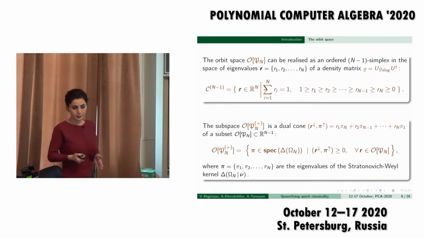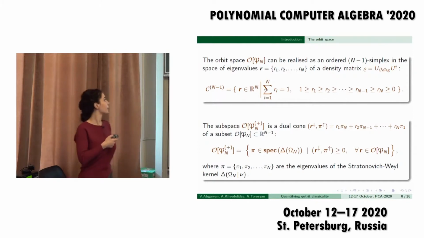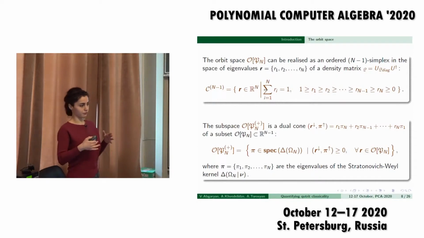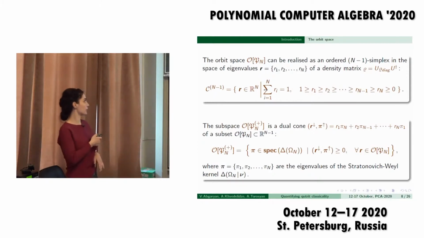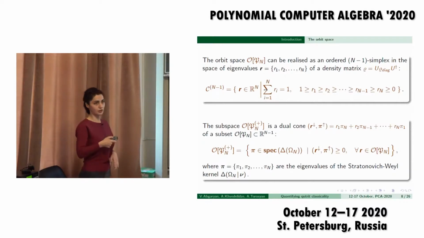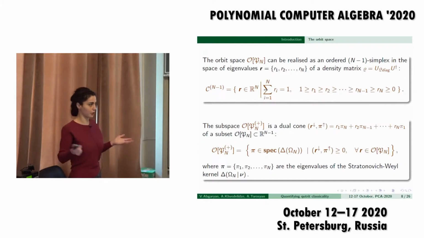So the orbit space in this case is the space where the eigenvalues are ordered in some way. Which way? It's your choice. But we choose the decreasing order of the eigenvalues, and you can choose some other way of ordering. It's up to you. So this is the so-called orbit space.